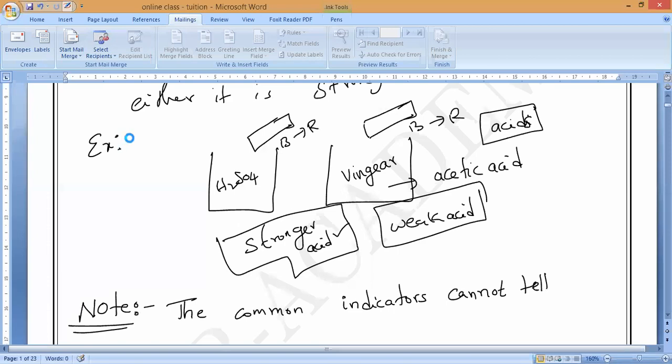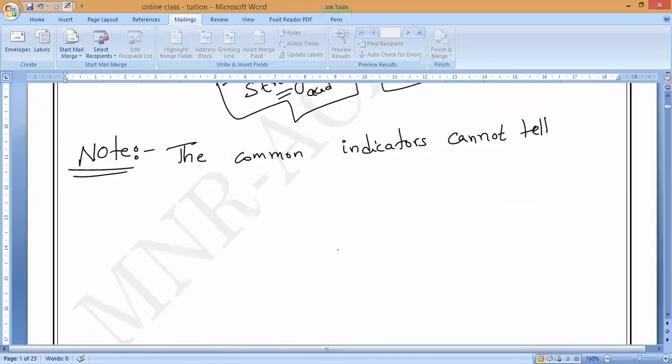For example, I have given you two substances, H2SO4 and vinegar. If you test with a common indicator like litmus, the indicator will say both are acids. That's all. Both are acidic in medium. Nothing more. But if you use the universal indicator, it will say H2SO4 is a strong acid, and vinegar is a weak acid. Do you understand, Ra? Yes, sir. That is the difference between universal indicator and common indicator.